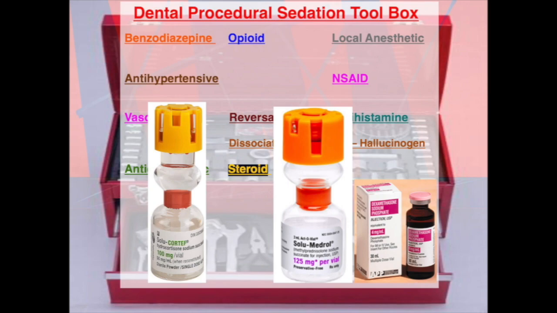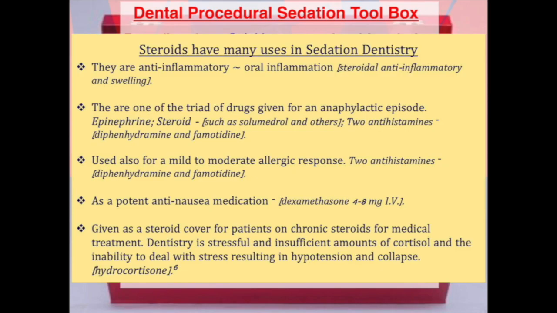And then another potent steroid that is an excellent anti-emetic, an anti-throwing up drug that I have in my kit, it's wonderful, is dexamethasone. It's inexpensive. It's a real potent steroid for patients that are having, say, the allergic reaction. And you can see these are some of the uses for the steroids in sedation dentistry. It is an anti-inflammatory, a steroidal anti-inflammatory. It's used for oral inflammation.